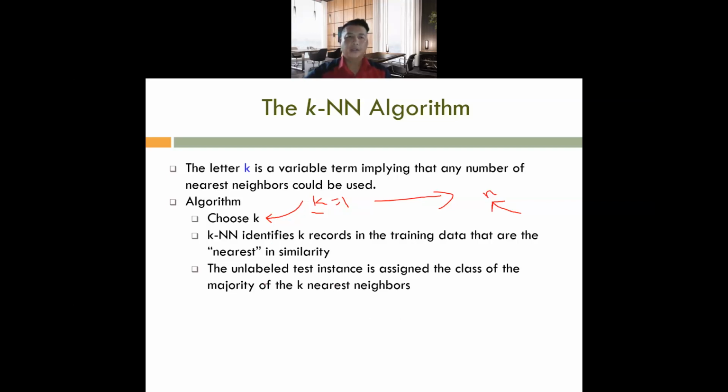So what happens is that the k nearest neighbor will pick the k most similar records, and then they will look at the majority label among your k nearest neighbors, and assign it to the unlabeled test instance.